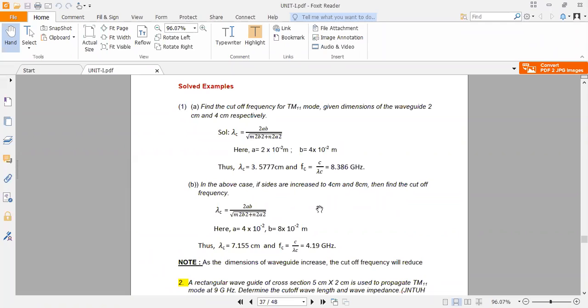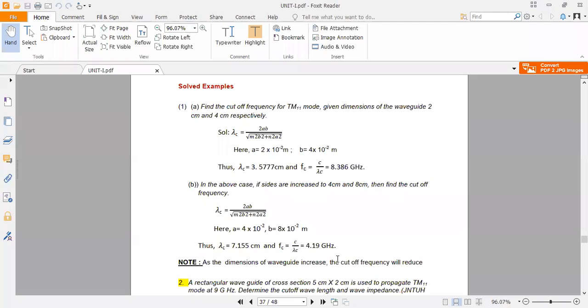Okay. And another thing, if I increase the dimensions of the waveguide, what happens? This point is very, very important. Previously it is 2, 4. Now we are making it 4, 8. What happens? The frequencies get halved. As the dimensions of the waveguide increase, the cutoff frequency will reduce. That's most important. As the dimensions of the waveguide increase, the cutoff frequency will reduce. Okay, so this is very, very important.